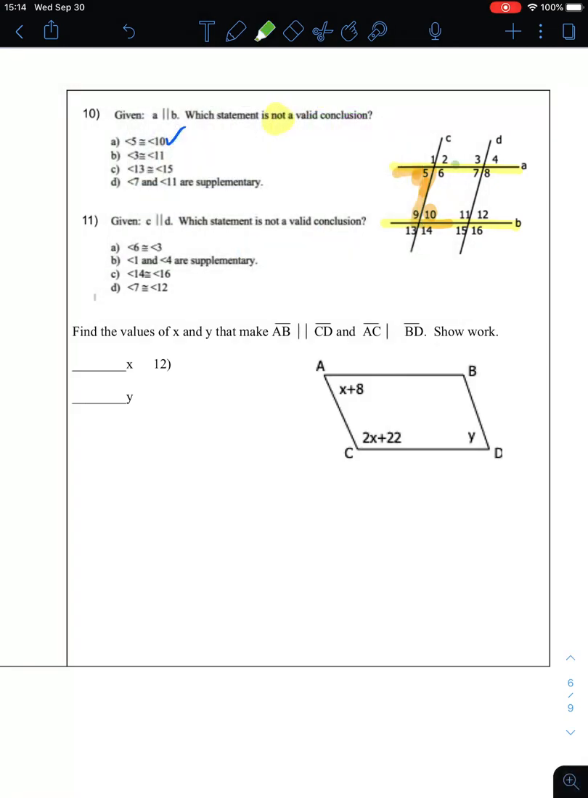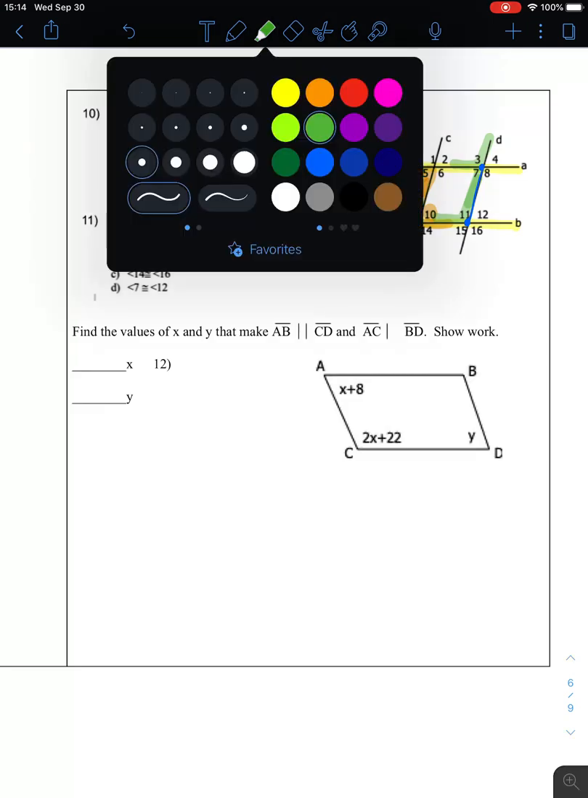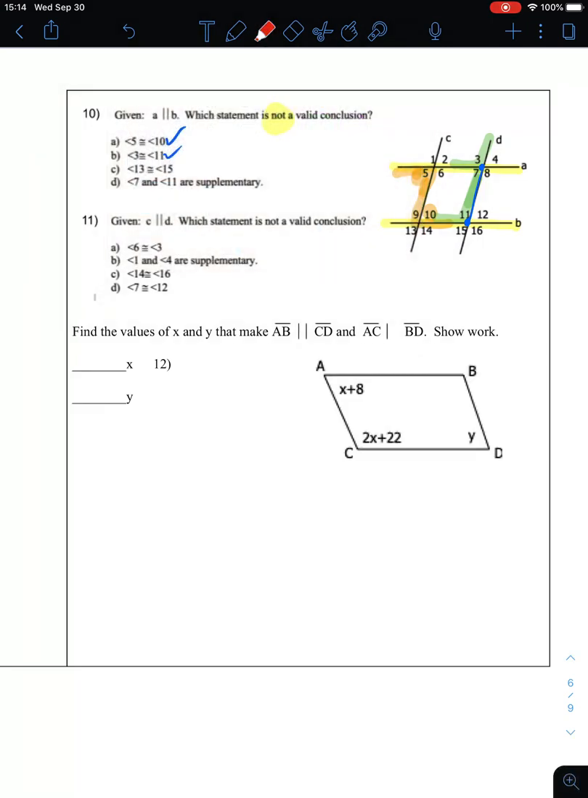Is 3 congruent to 11? So here's 3 and here's 11. Again, notice if I extend those lines out, A and B are the ones that travel in the same direction, and D is the transversal. That's how I went from one vertex to the other. I traveled along D, so that's the transversal.